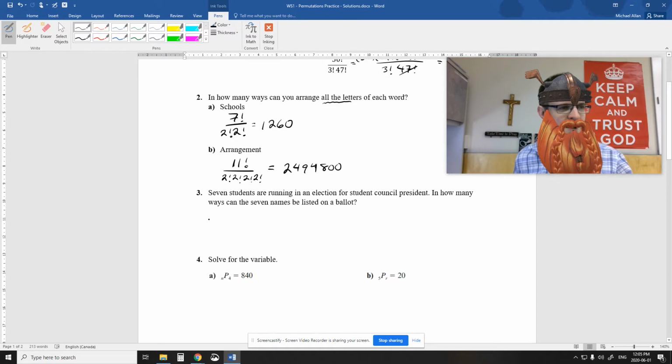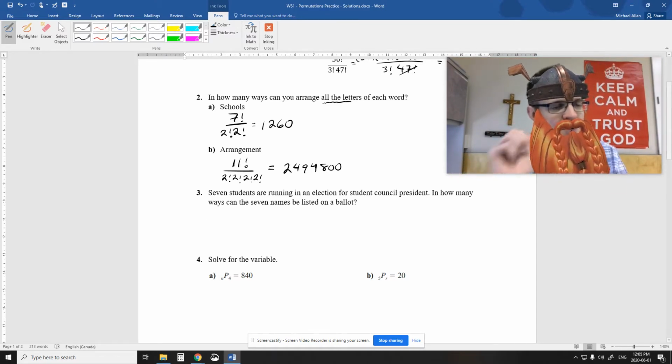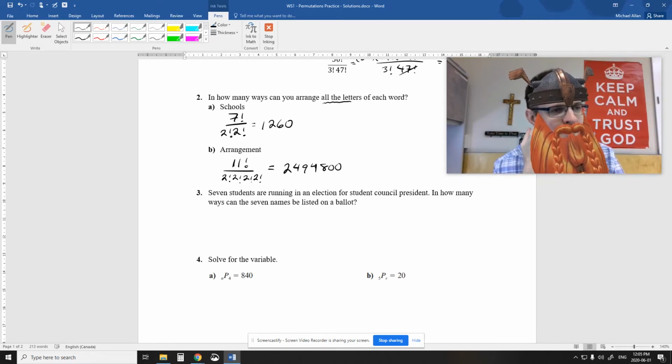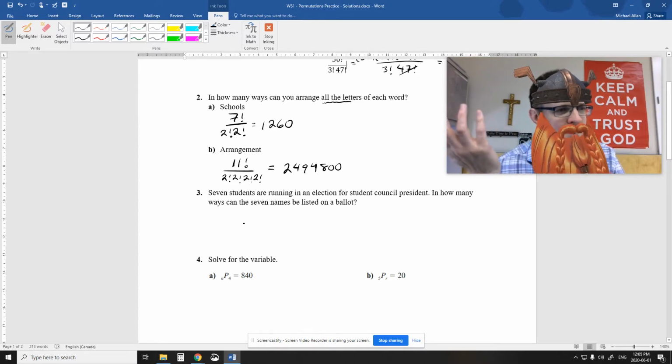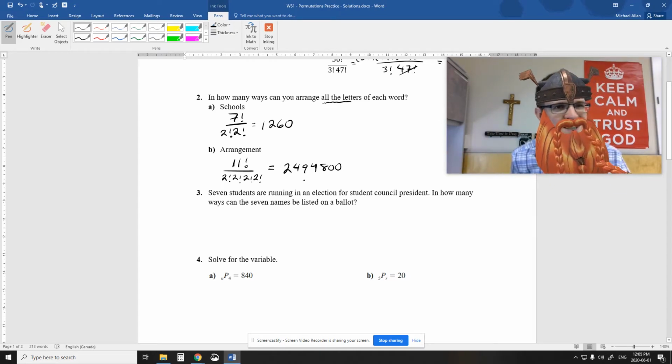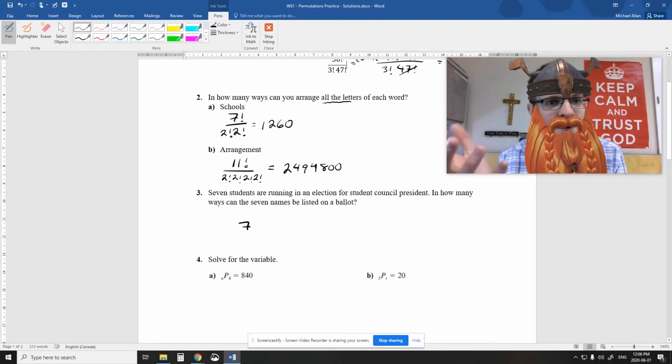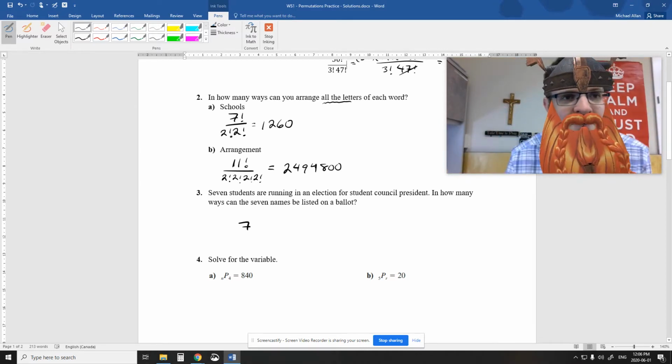Okay. So 7 students are running for an election to be student council president. How many ways can these 7 students be listed on the ballot? Wouldn't that just be 7? Is there only 7 ways to list the kids on the ballot, or are there lots of different ways? Yeah, you're right, never mind. There's lots of different ways to list all 7. Now, if order didn't matter, there'd only be 1 way to do it. You put all 7 on the ballot, and that's it.